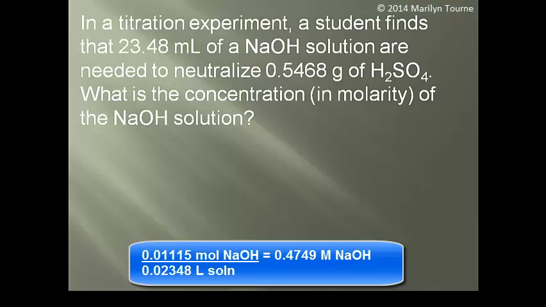So in a titration experiment, a student finds that it takes 23.48 milliliters of an NaOH solution to neutralize that much of acid. What's the concentration of that NaOH solution? It happens to be 0.4749 molar.